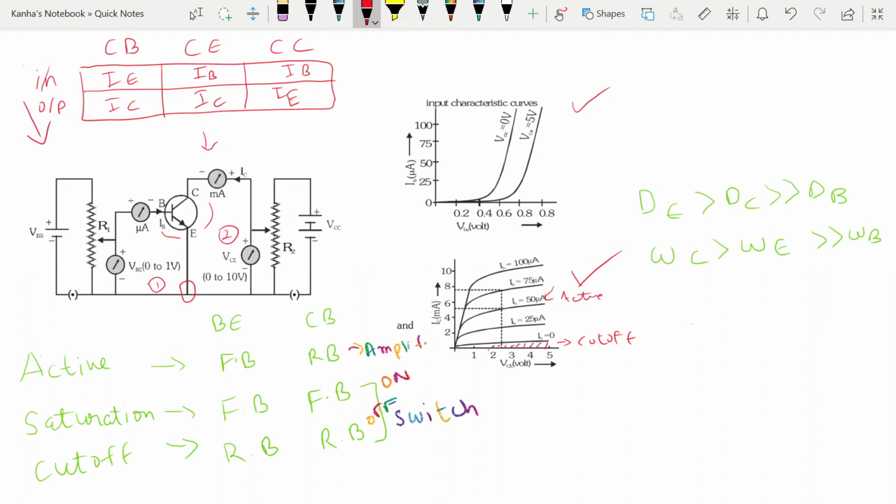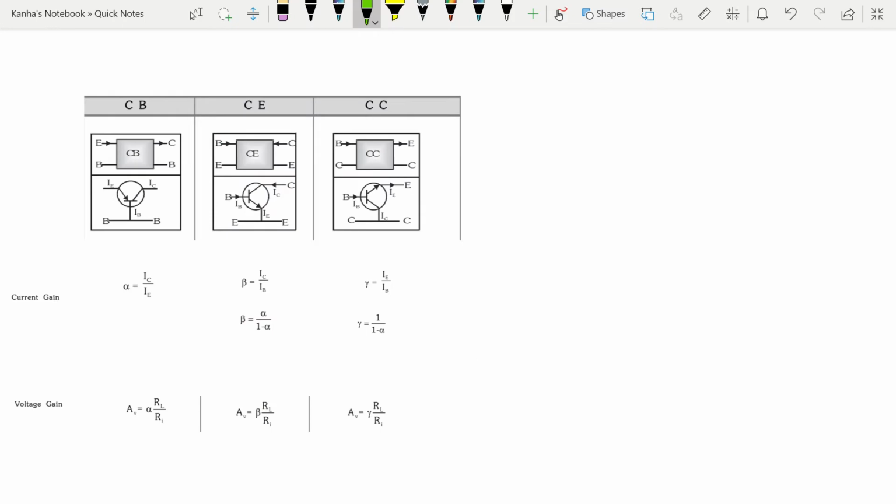This is the input characteristics, so it is IB versus VBE. Okay, and this is the output, so it is IC versus VCE. Note that in the first case we keep VCE constant, and while drawing the output characteristics we keep the input current constant. Next, we will look at some of the important formulas from this topic.